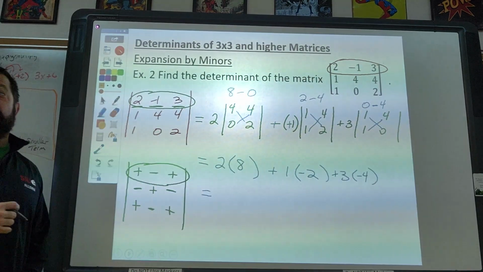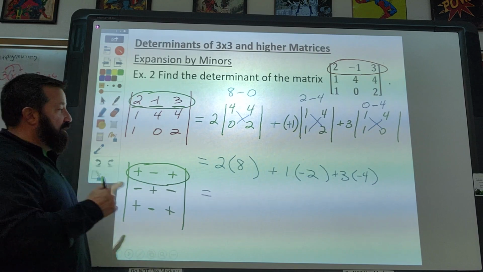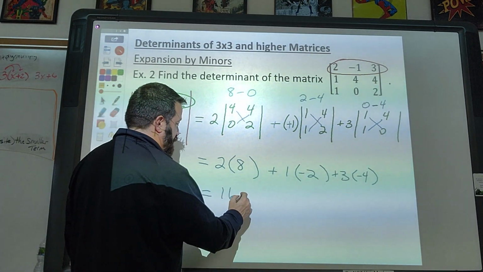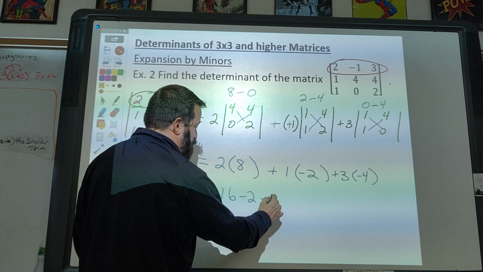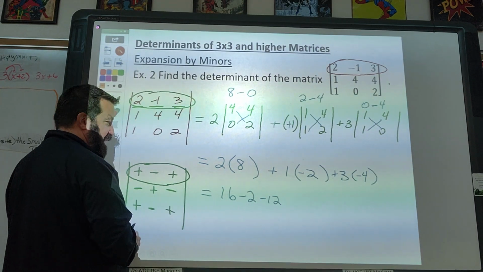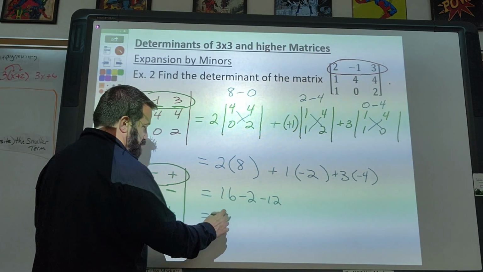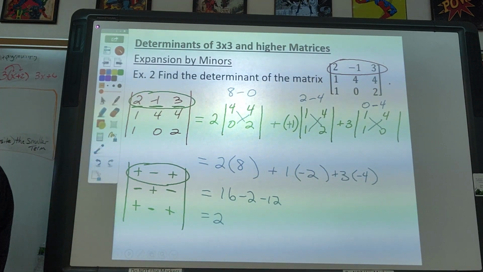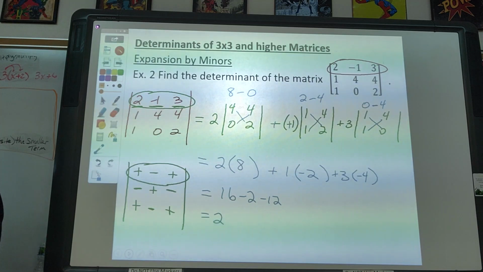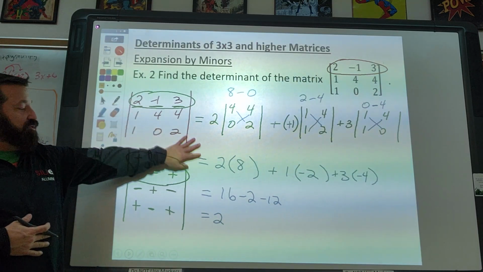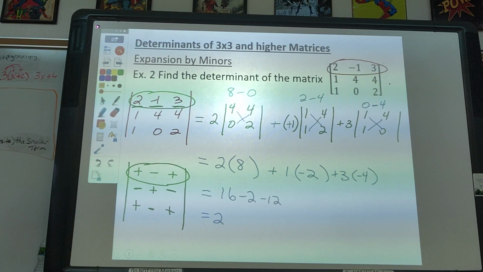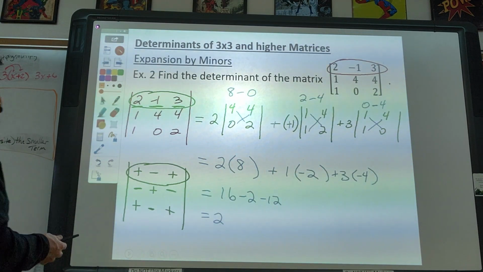I'm obviously showing a lot more work than you really have to, but here I get 16, and then I've got minus 2, and then I've got minus 12, and so it looks like that answer comes out to be 2. So when you find a determinant, it is just going to be a single number for an answer, okay? It's going to be some sort of integer value, assuming these are all integers, okay? So if your numbers start off as integers here and you do your minor, you're going to get that same value.